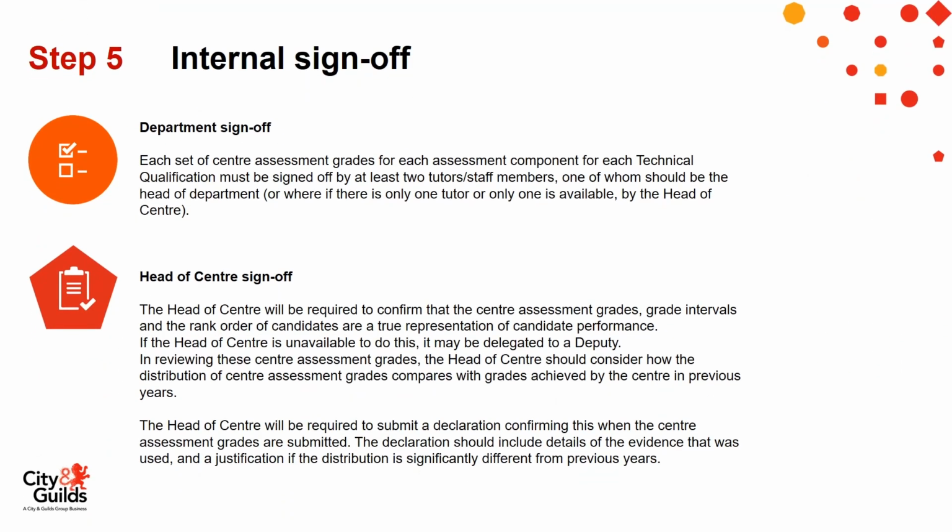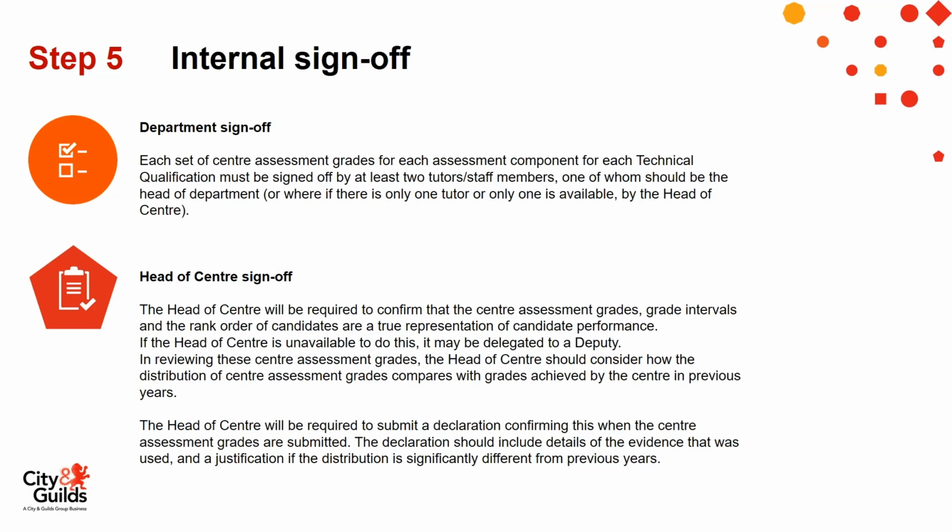Step 5 is the internal sign-off process. The first step is the department sign-off. Each set of centre assessment grades for each assessment component for each technical qualification must be signed off by at least 2 tutors or staff members, one of whom should be the head of department. Where there is only 1 tutor or only 1 is available, it must be completed by the head of centre.